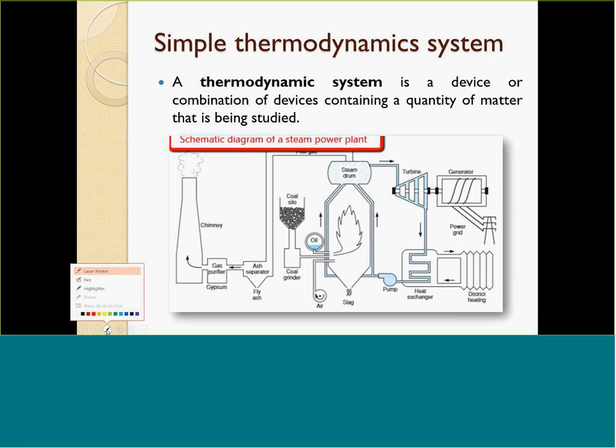This is what we call a steam plant system. It actually involves a lot of thermodynamic concepts. You're going to have coal, which you grind, and additionally oil, for the burning process in the reservoir, which heats the water in the steam drum. The amount of water goes toward the turbine.